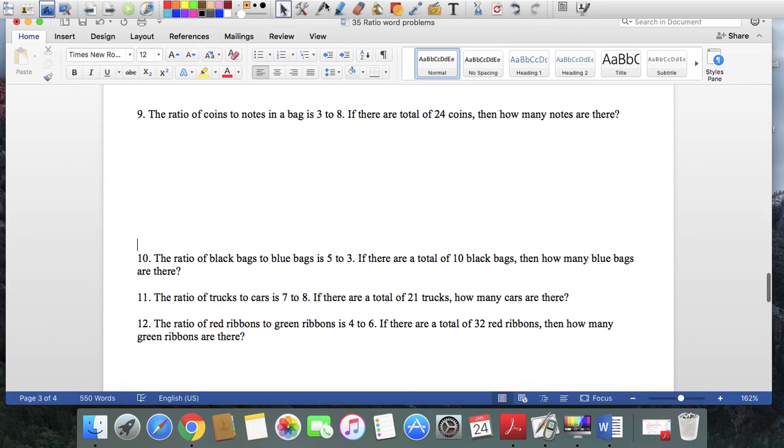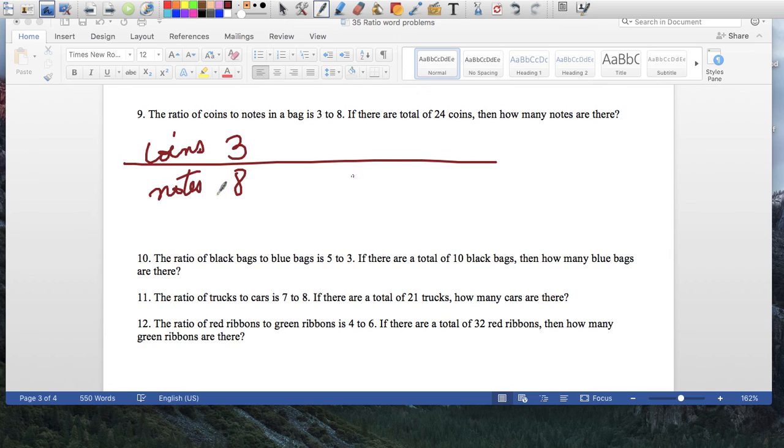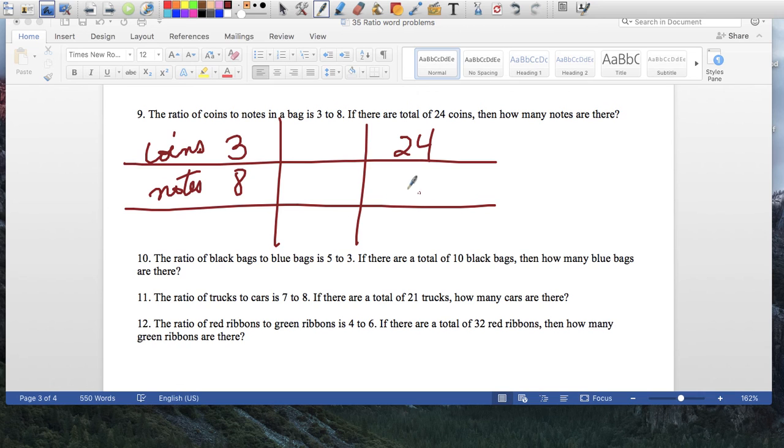The ratio of coins to notes in the bag is 3 to 8. So 3 coins, and there's 8 notes. It says, if there's a total of 24 coins, we're going to put 24 over here. How many notes are here? So the multiplier is times 8. And 8 times 8 is 64. So how many notes? 64 notes.